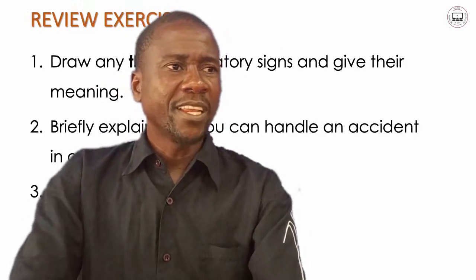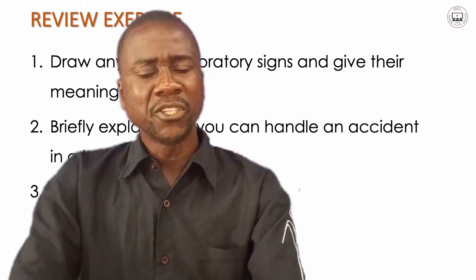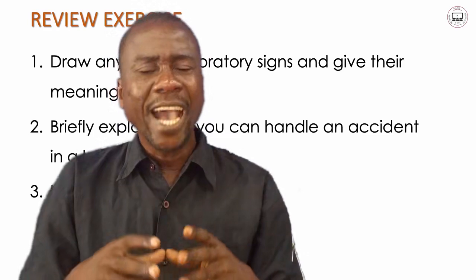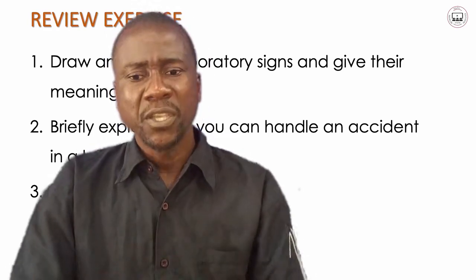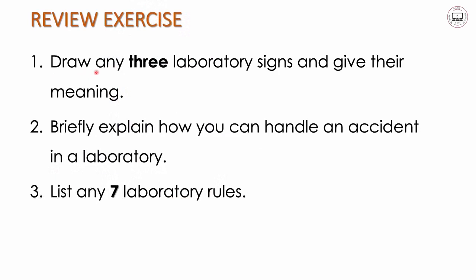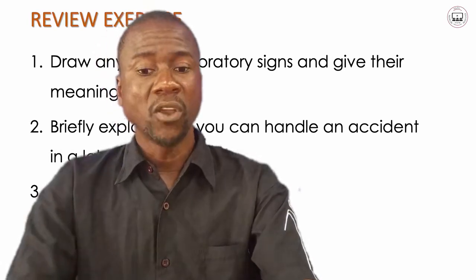Now, you have been listening very carefully to this lesson. This is a review exercise whereby you are supposed to practice answering as you were listening. Question number 1, draw any 3 laboratory signs and give their meanings. You remember, I explained about laboratory signs. Then 2, briefly explain how you can handle an accident in a laboratory. Then 3, list any 7 laboratory laws. There are so many, so just list 7 of them.